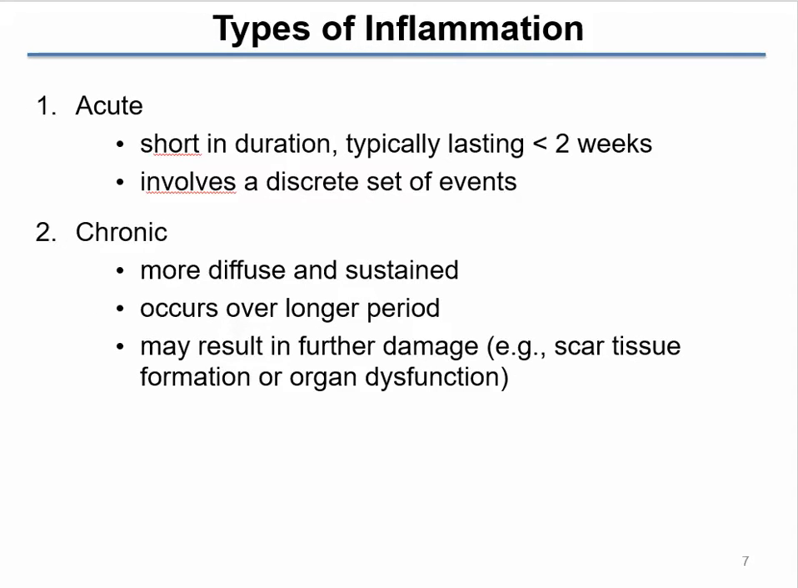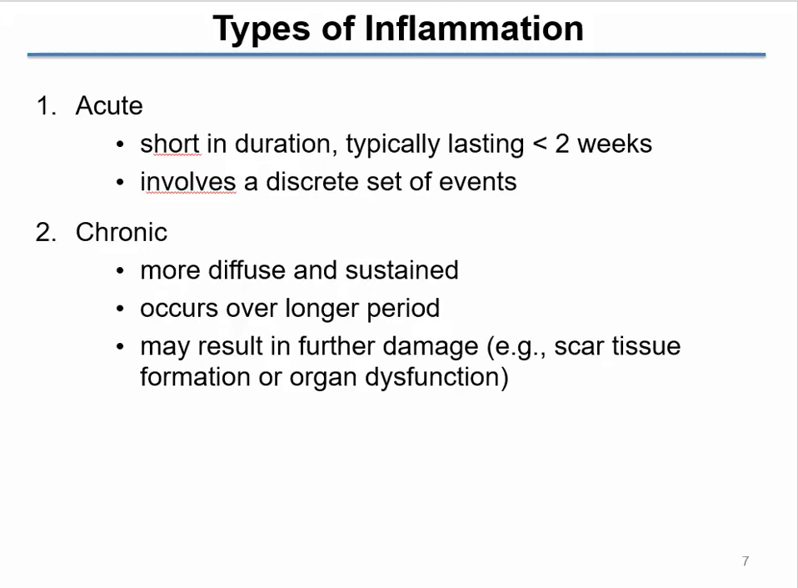So there's 2 types of inflammation. There's acute inflammation, which is very important. It's a very positive thing. It's short in duration, usually a week, 10 days, somewhat less than 2 weeks. And there's a set of events that we'll discuss that happens in a sequence, and there's a purpose for the events.